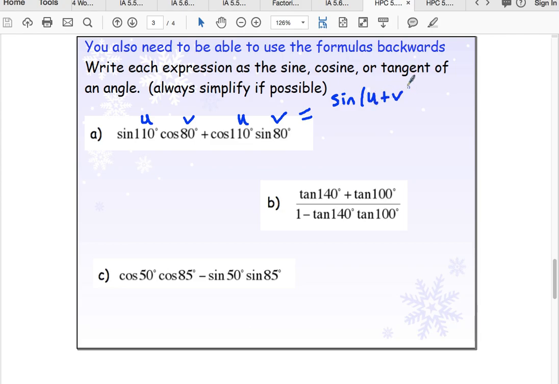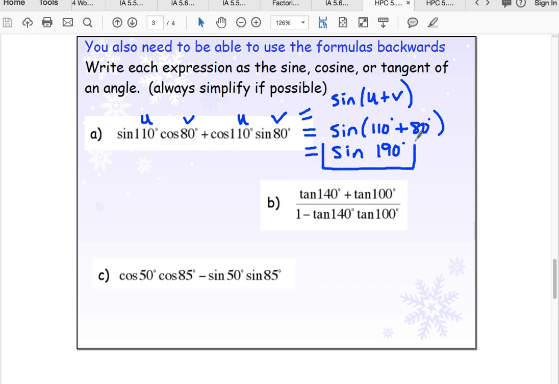And you can go backwards with these formulas. So in this case, the u is 110 degrees and the v is 80 degrees. And I can add those together and get sine of 190 degrees. Now, 190 degrees is not on the unit circle sheet, so that's as simple as I can make it look.